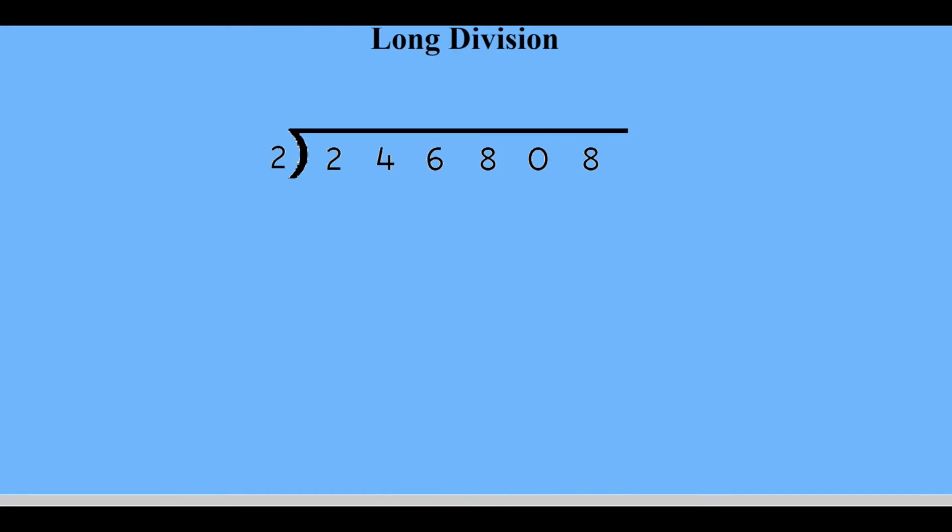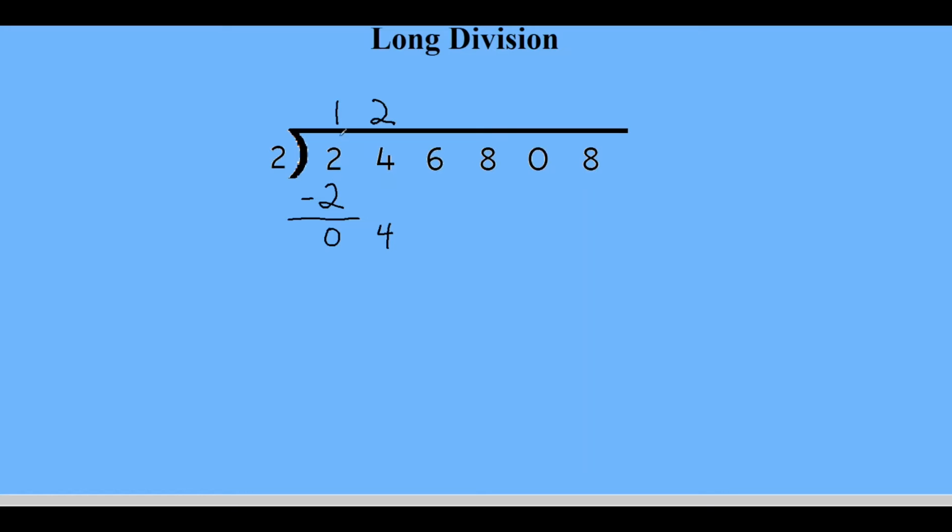All right. So, when I divide 2 into 2, I get 1. 1 times 2 is 2. So I subtract that out, and I have a 0. And I bring down the 4. So how many 2's are in 4? There are 2 2's in 4.